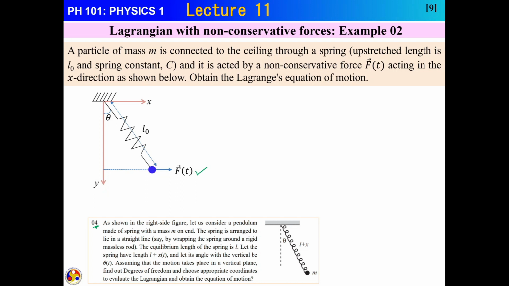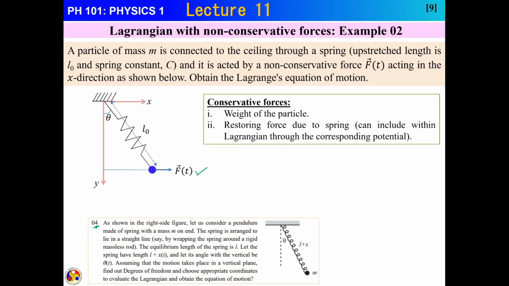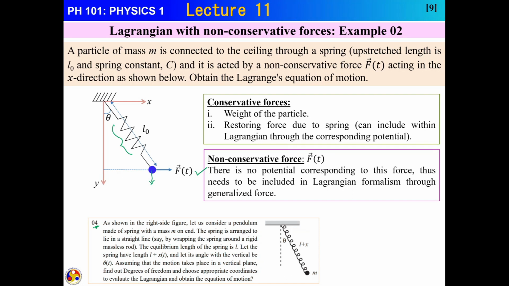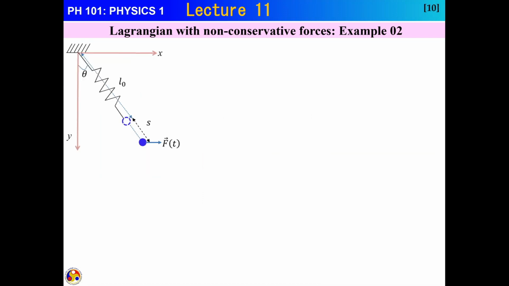Let's look at it. In order to solve it, we have to separate conservative and non-conservative forces. The conservative forces here are mg acting downward, and the restoring force of the spring, with the corresponding potential. The non-conservative force here is only the F of t. So let's see how to go ahead with this problem. We go as usual, like what we did earlier.